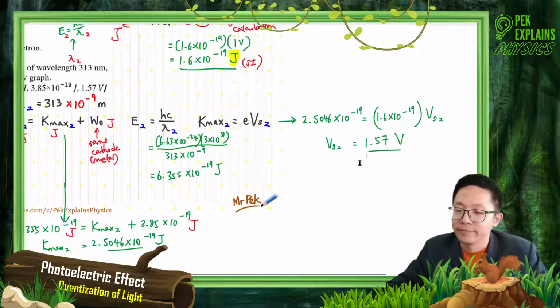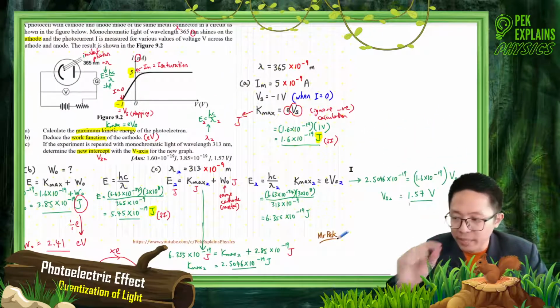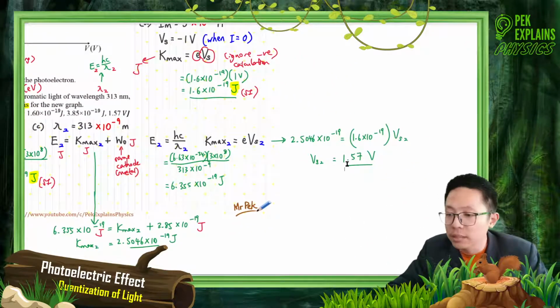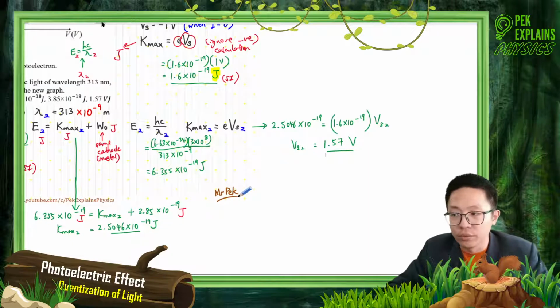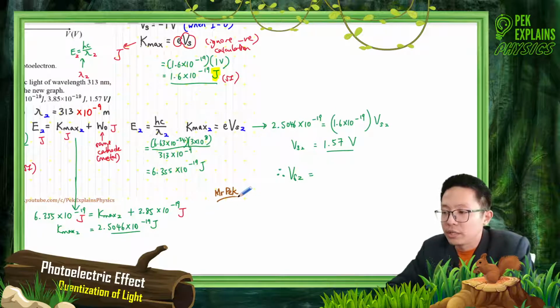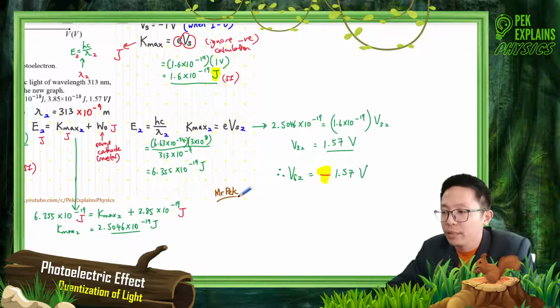Is that correct? Wrong. You still miss one step. Now he wants the stopping voltage as the final answer, so it's not a positive value. You need to rewrite the stopping voltage as a negative value, which is negative 1.57 volt. You need to put a negative sign, because it is a reverse voltage.